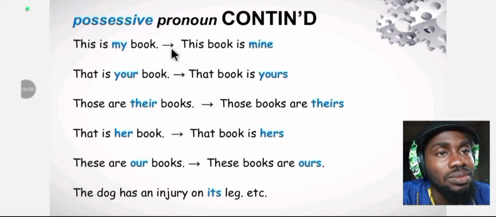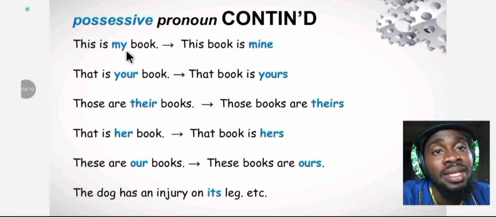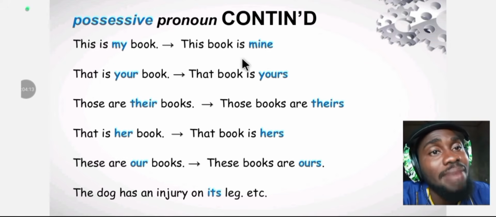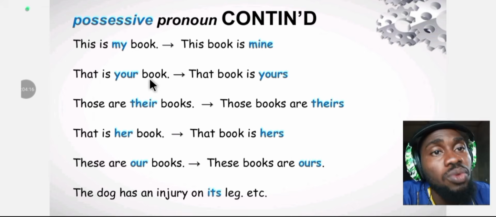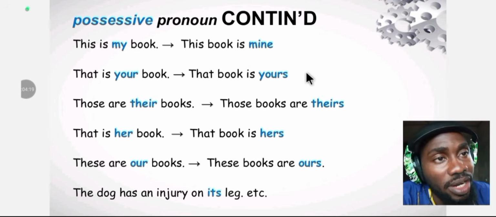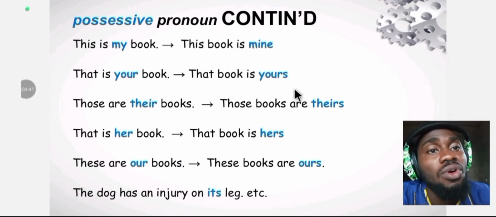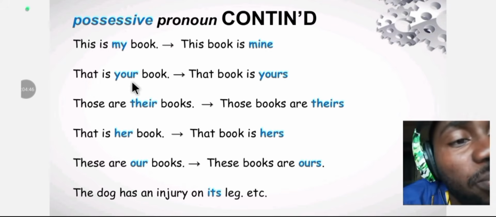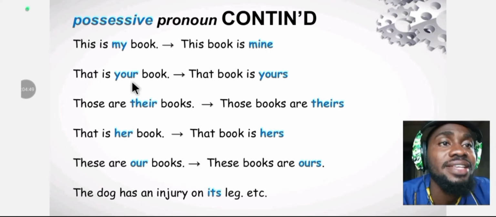This is my book. This book is mine. Correct. This is my book. This book is mine. Correct. This is your book. That book is yours. Correct. This is the possessive form of your. So possessive pronouns are all the pronouns that normally end in s.